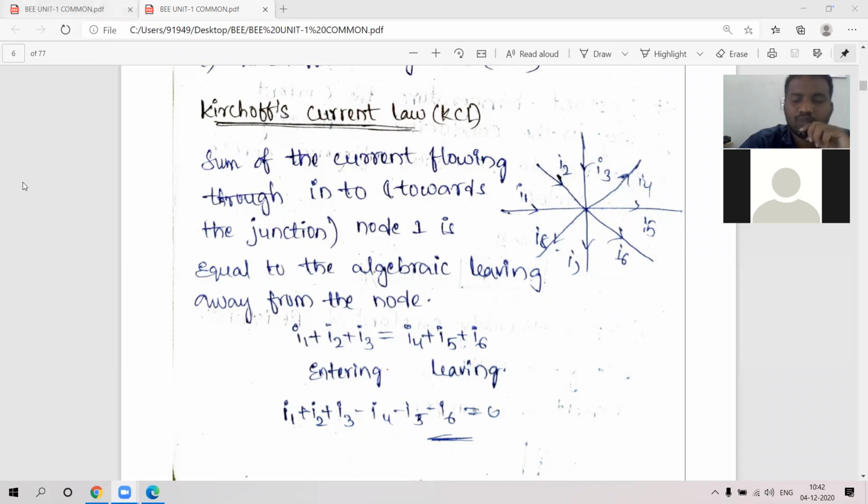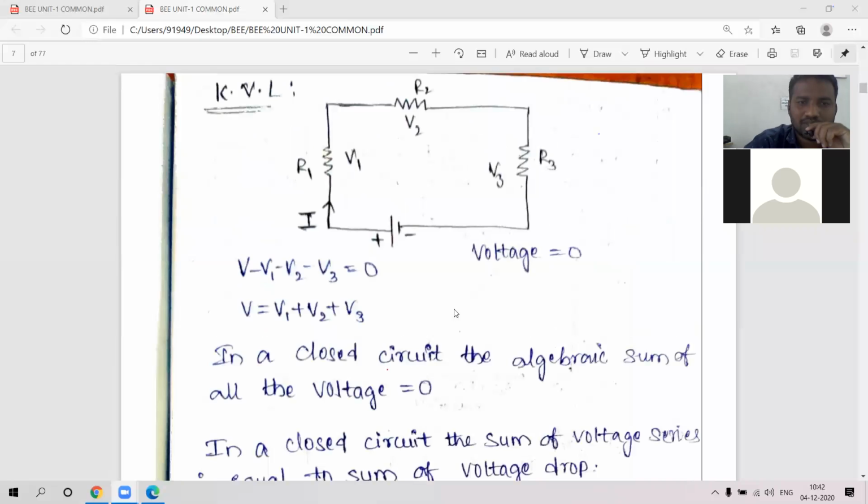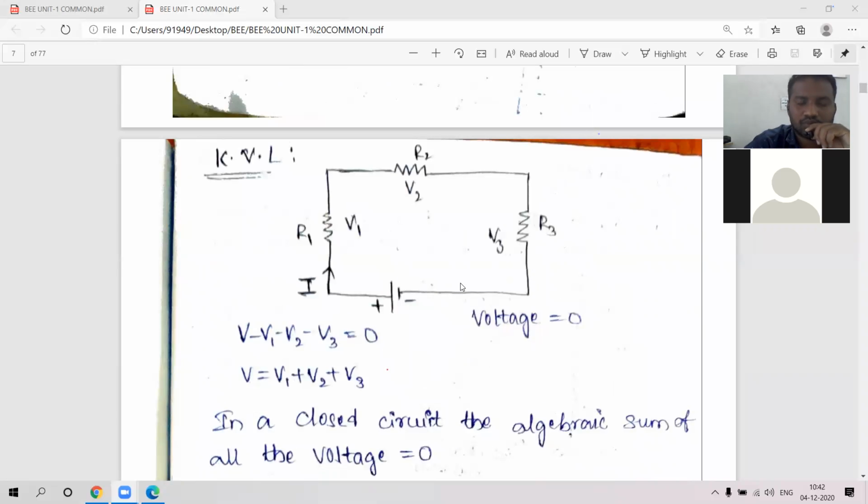Here, all these leaving currents, if I shift them to the left side, the plus will automatically become minus. That means the polarity changes. So minus I4, minus I5, minus I6 and minus I7 and minus I8. Up to that we need to mention. Now coming to Kirchhoff's voltage law.